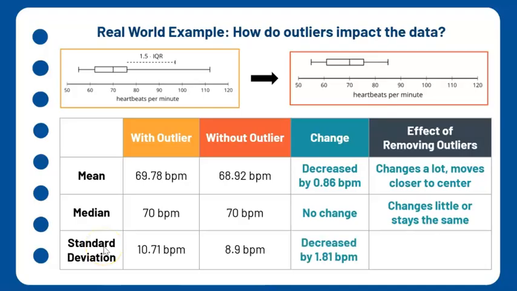And now let's look at standard deviation. The standard deviation with the outlier is 10.71 beats per minute. The standard deviation without the outlier is 8.9 beats per minute. So the standard deviation decreased by 1.81 beats per minute, which is about 17%. This means that our updated data without the outlier has less variability. Just like the mean, standard deviation can greatly be affected by outliers, making variability appear larger. Standard deviation uses numerical values, so outliers cause large changes.